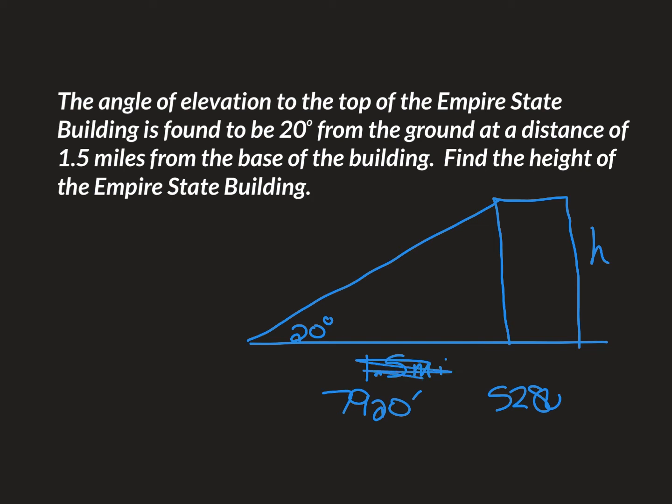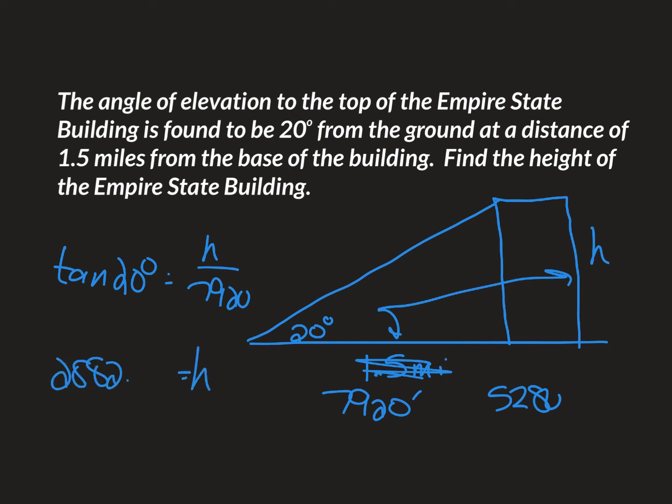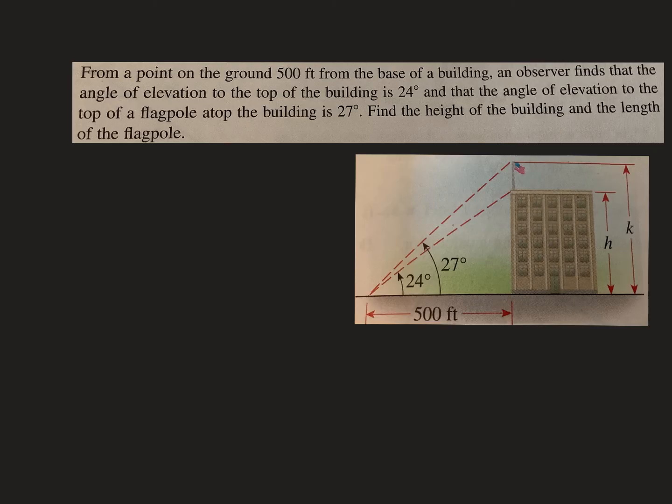So again, there's my angle. The height is the opposite. That's the adjacent. That's tangent again. Tangent of 20 degrees is the height of the building over the adjacent side. So I'm just going to punch in 7,920 times tangent 20 degrees. Sorry, I just hit sine on my calculator. Times tangent 20. There we go. I'm getting 2,882.6 feet for the height. Again, that's a tall building. Even though we're not doing it in miles, that's half a mile tall. That's pretty tall.